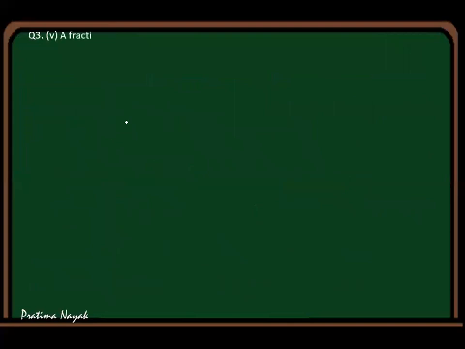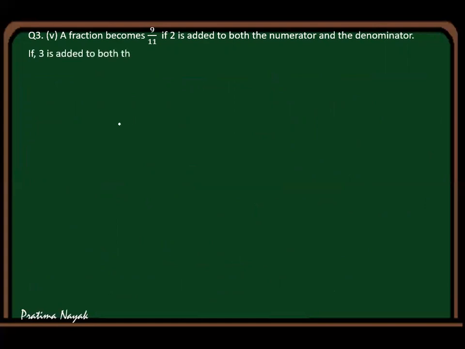Now question number 3, part 5. A fraction becomes 9 by 11 if 2 is added to both the numerator and the denominator. If 3 is added to both the numerator and the denominator, then the fraction becomes 5 by 6. Find the fraction. You know a fraction is written in p by q form. So here both numerator and denominator are unknown. So we'll take them as x and y.